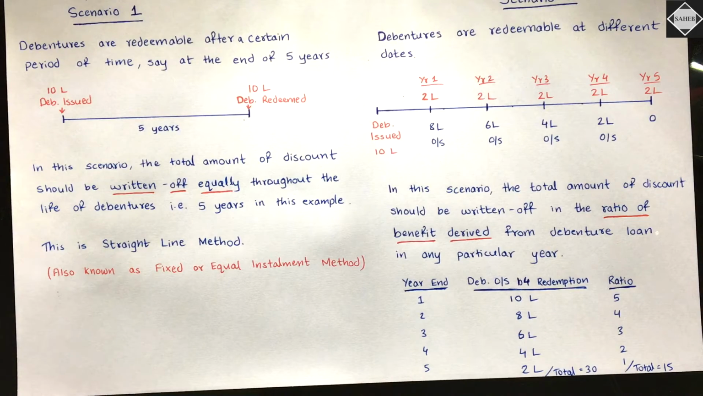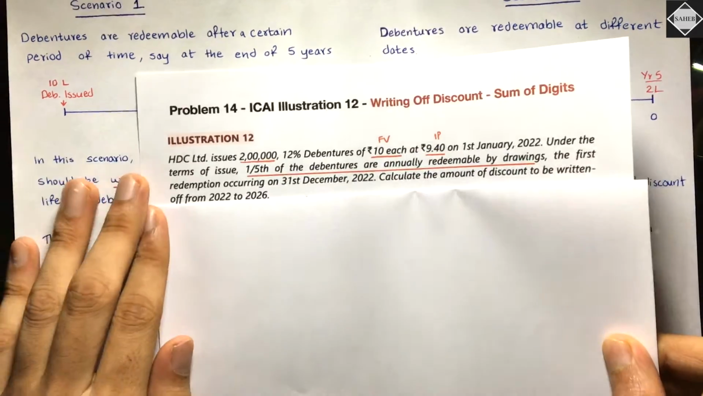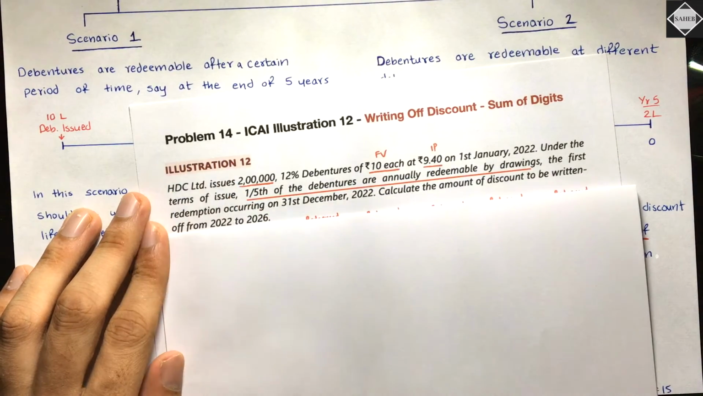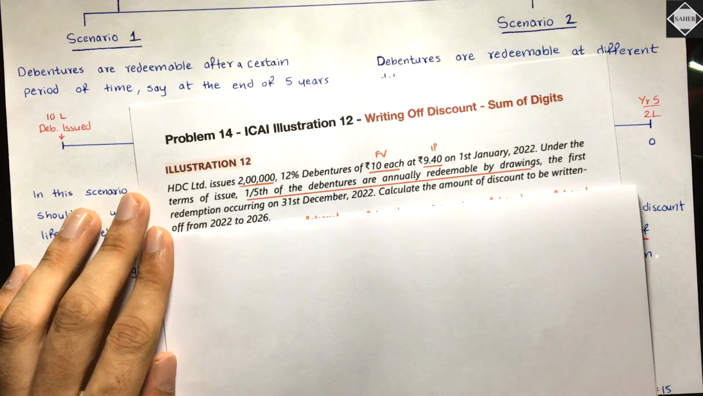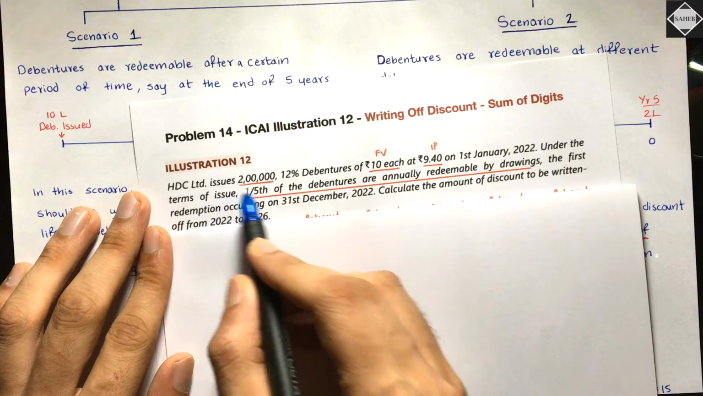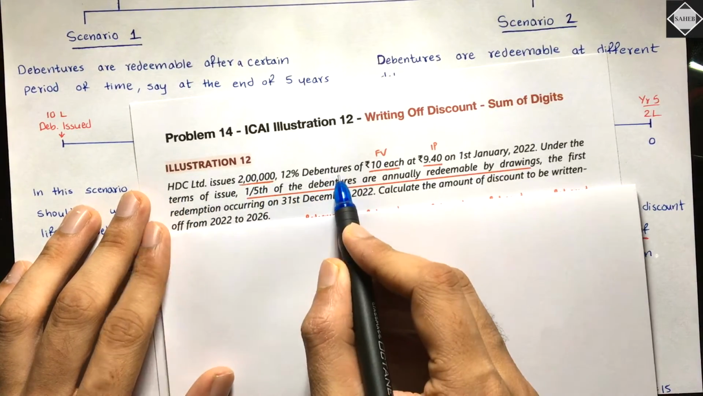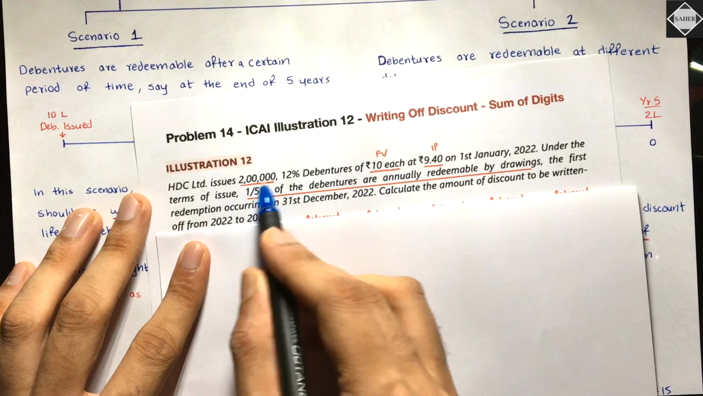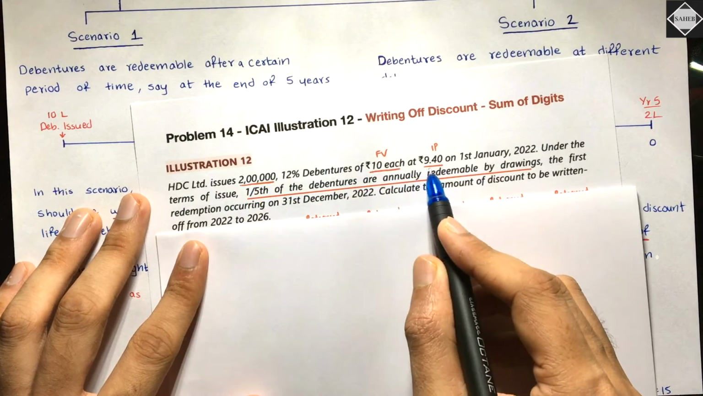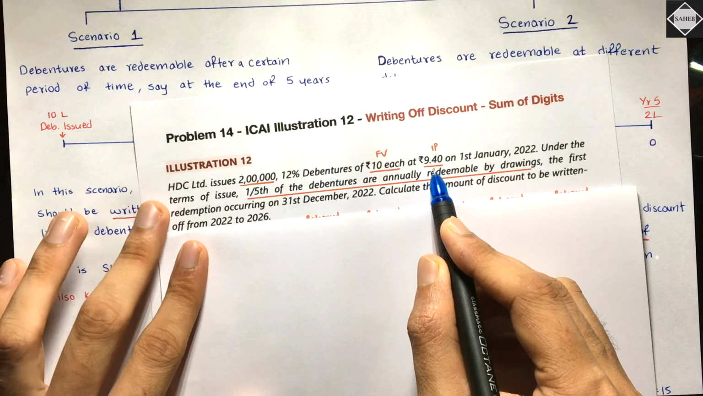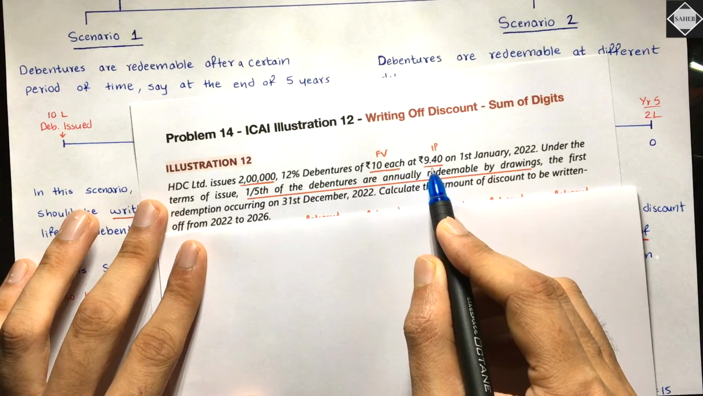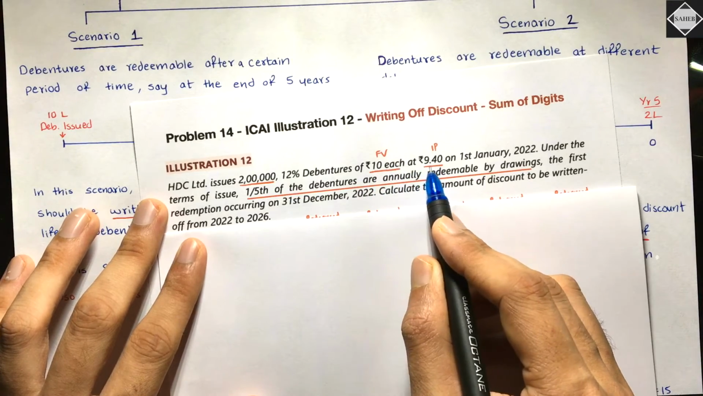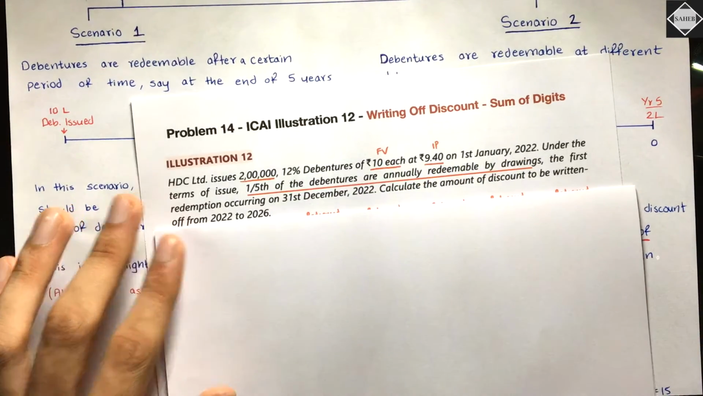See here, let me just show you. See the problem. HDC Limited, the same name is there, illustration 12. This is our 14th problem. HDC Limited issues 2 lakh 12% debentures of rupees 10 each. This is the face value, and this is the total number of debentures, at rupees 9.40. This is the issue price. How much discount is being given over here? 10 rupees minus 9.40, that is 0.60 discount.